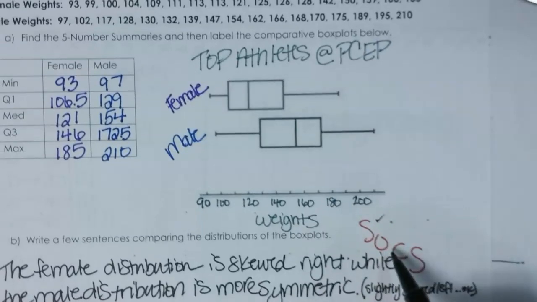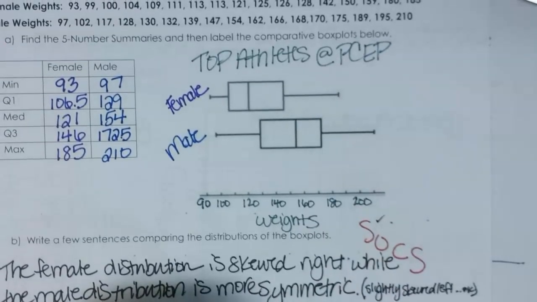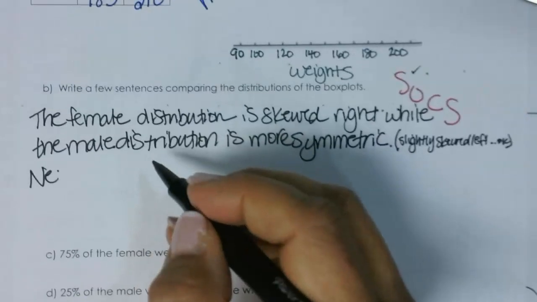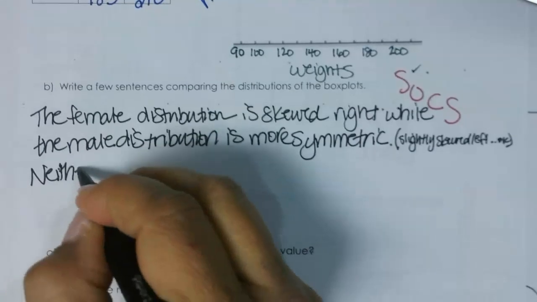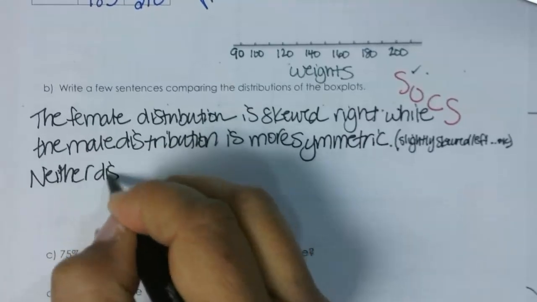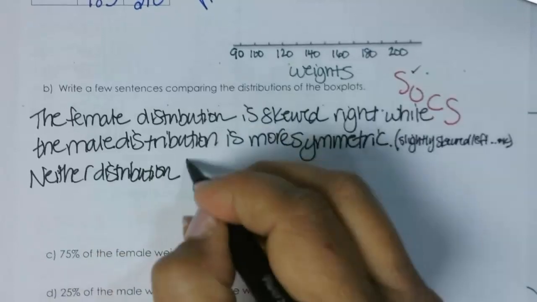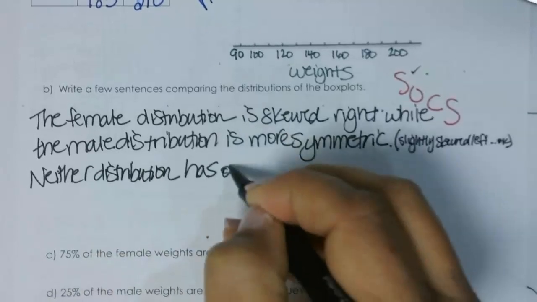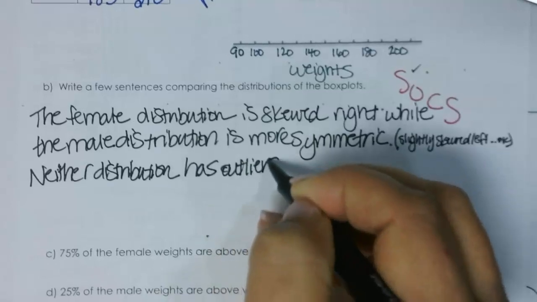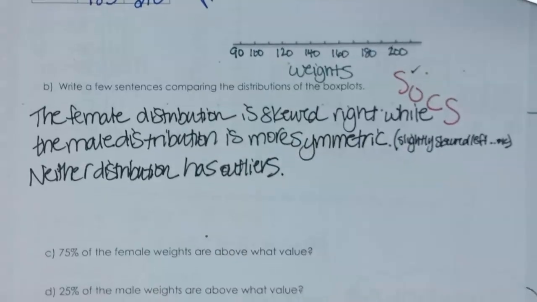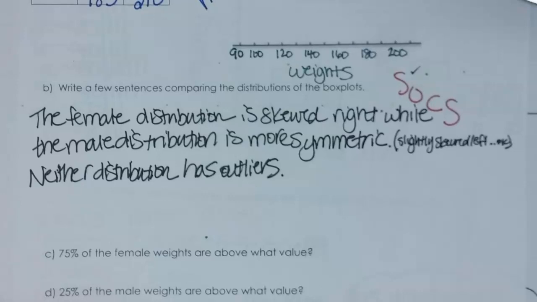Now outliers. Well, neither distribution has outliers. That makes it easy. If we did, we would say which distribution had an outlier or outliers and what those values were.